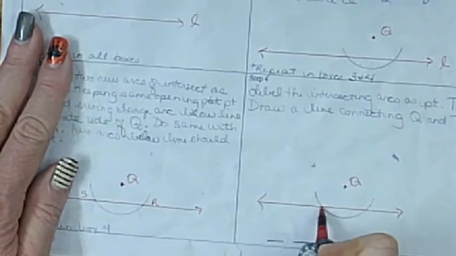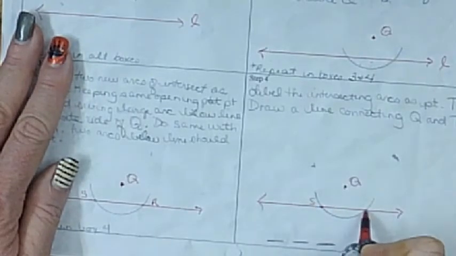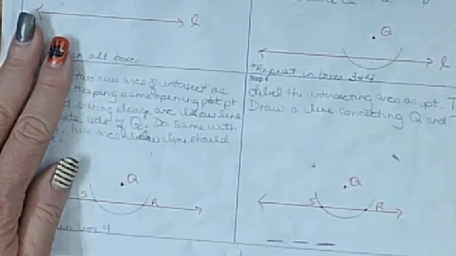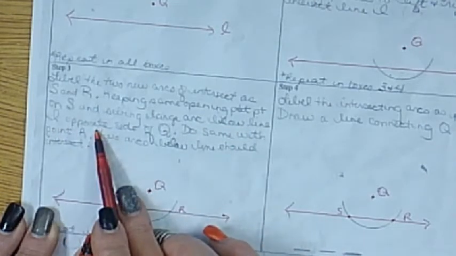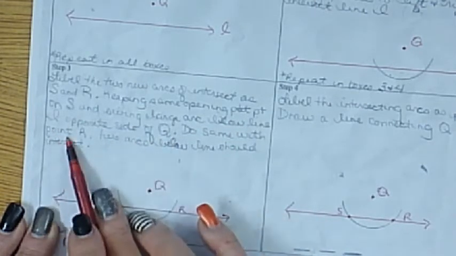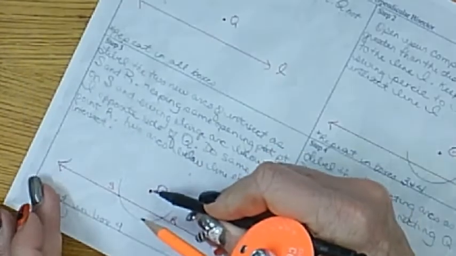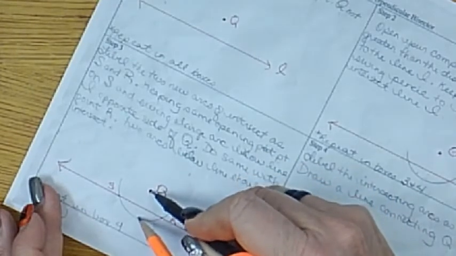So S and R. Okay, and it says keeping the same opening, now you're going to put the point of your compass on S, and you're going to swing a large arc below the line L, on the opposite side of Q. Then we're going to do the same thing for R. I'm going to show you what that looks like. If you accidentally moved it, just check to make sure it's the same opening that you used to make that.